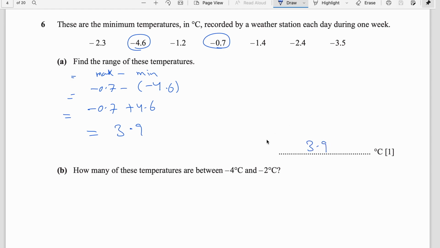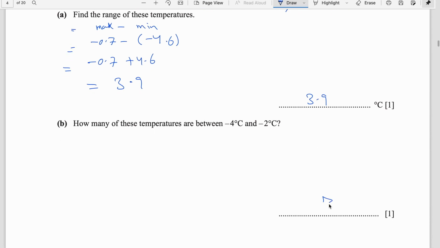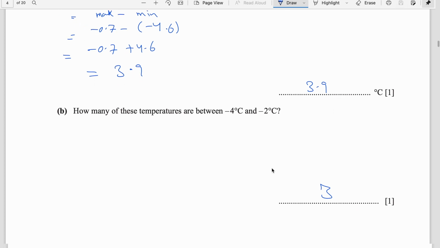You're left with 3.9. How many of these temperatures are between -4 and -2? So just count them. How many are between -4 and -2? This is 1, and 2 and 3. So we have 3 temperatures which are between -4 and -2.